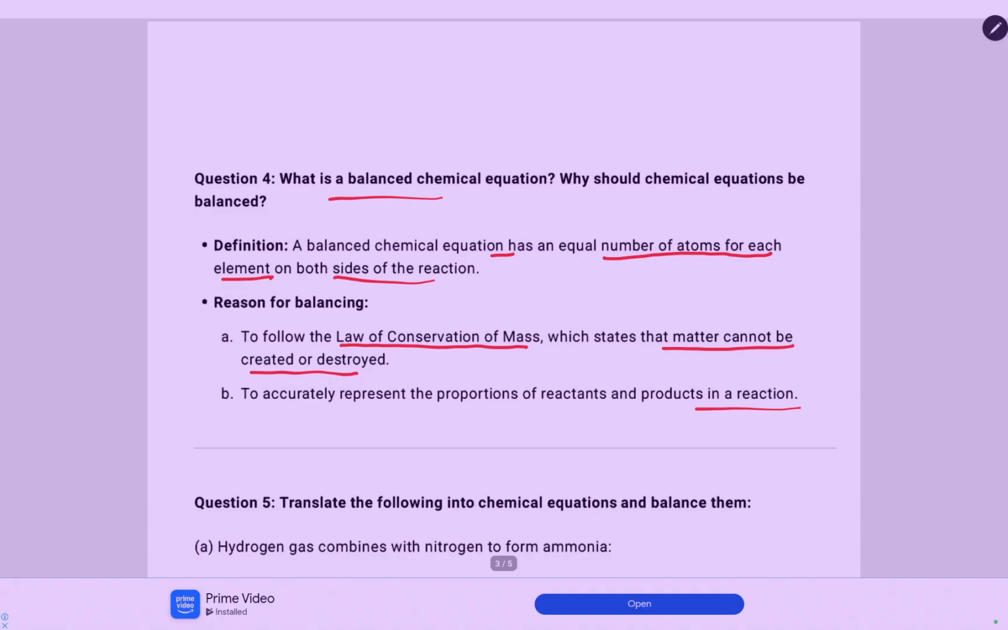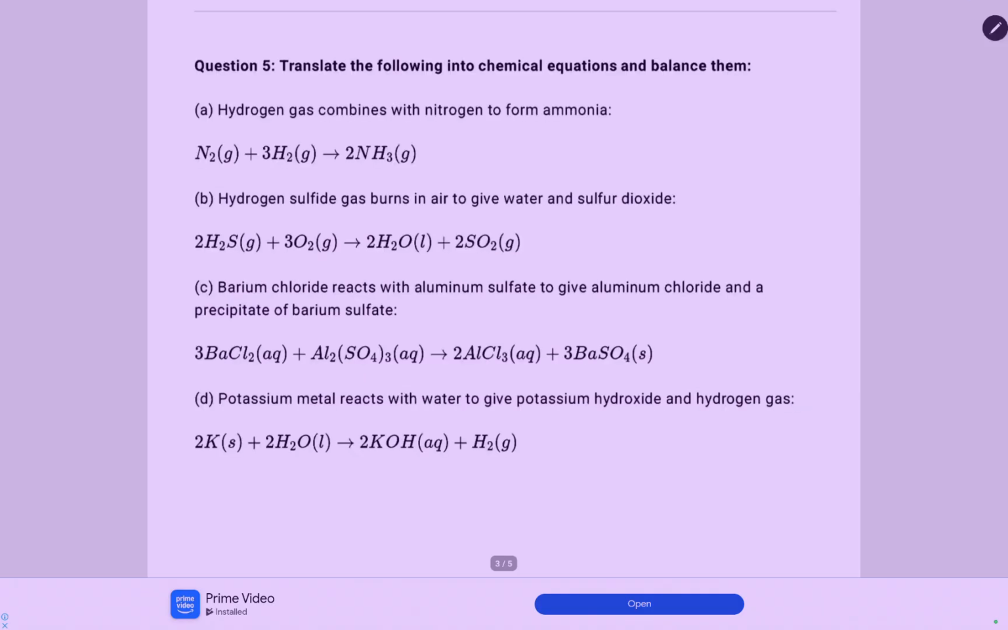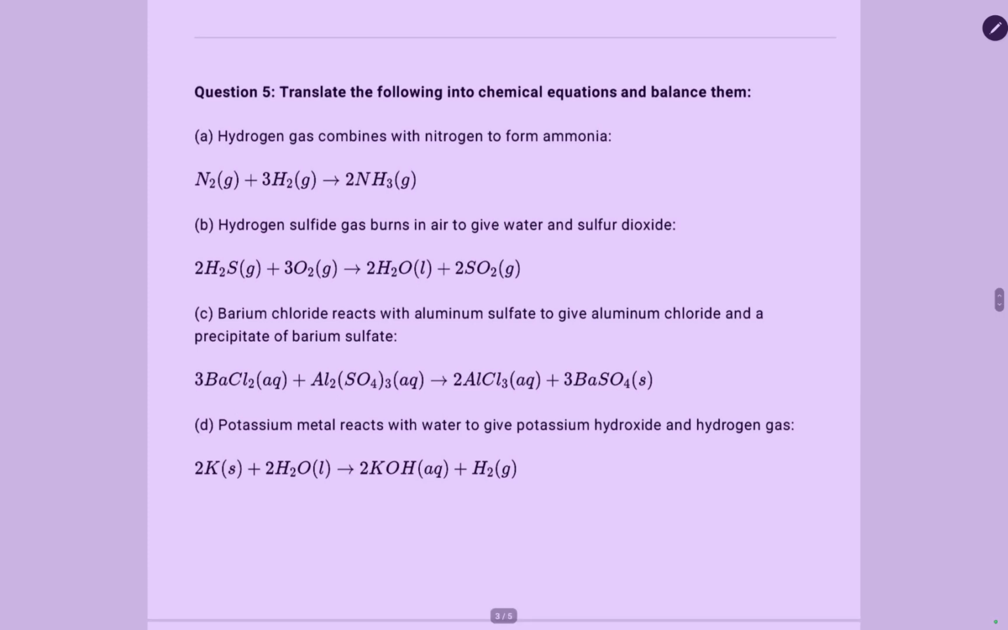In this question, translate the following into chemical equations and balance them. The first one: hydrogen gas combines with nitrogen to form ammonia. Nitrogen is in the gaseous form, hydrogen gas is in the gaseous form, N2 and H2, and ammonia is NH3.